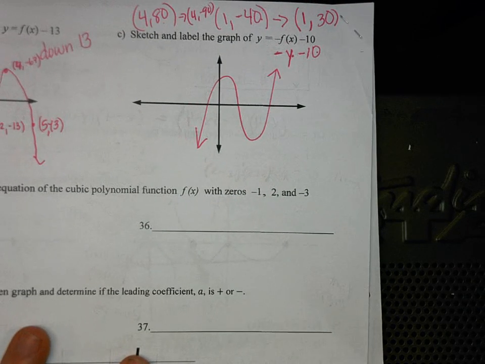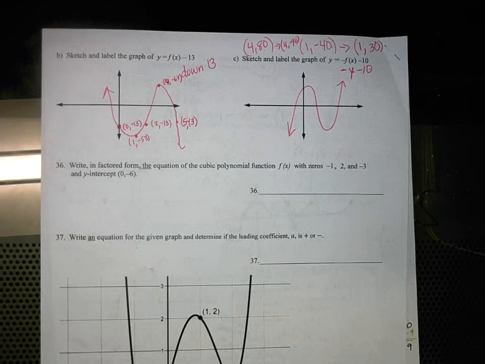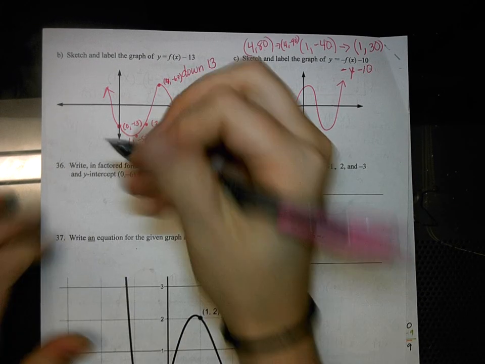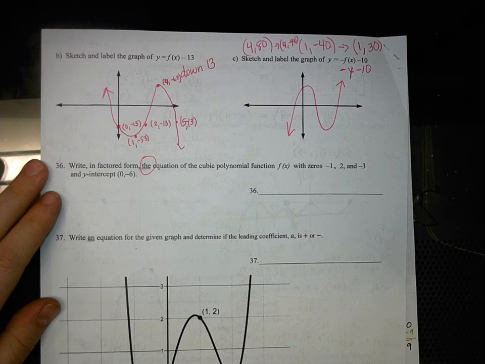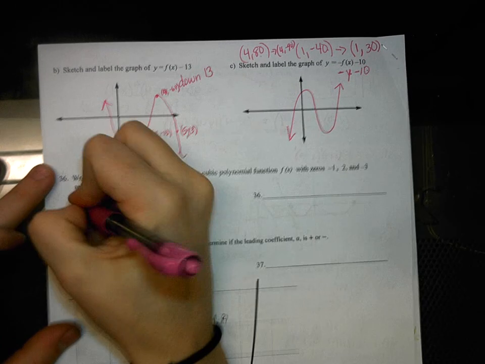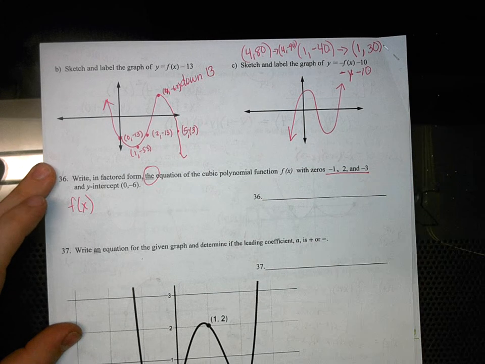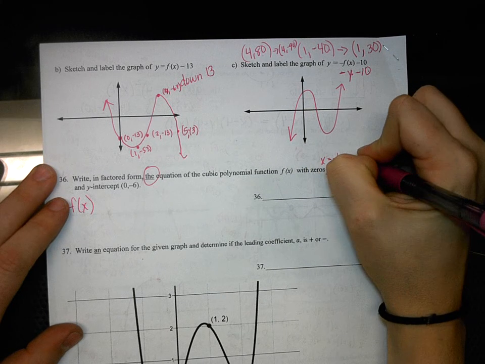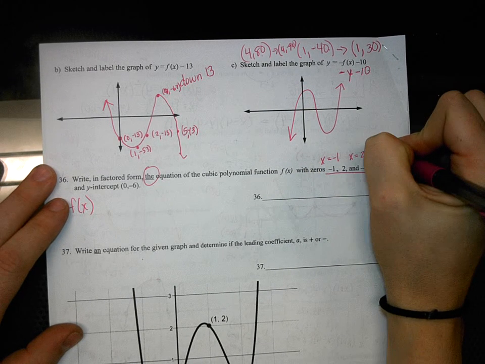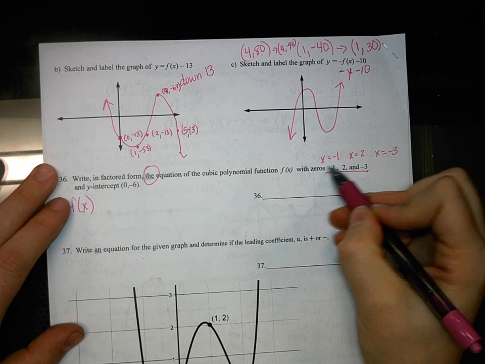Okay. Write in factored form the equation of the cubic polynomial with the function f of x. It has a name, so use the name, with zeros -1, 2, and -3. So if those are zeros, then that means x equals -1, x equals 2, and x equals -3. In order to write them as factors, I move them to the other side by adding or subtracting.